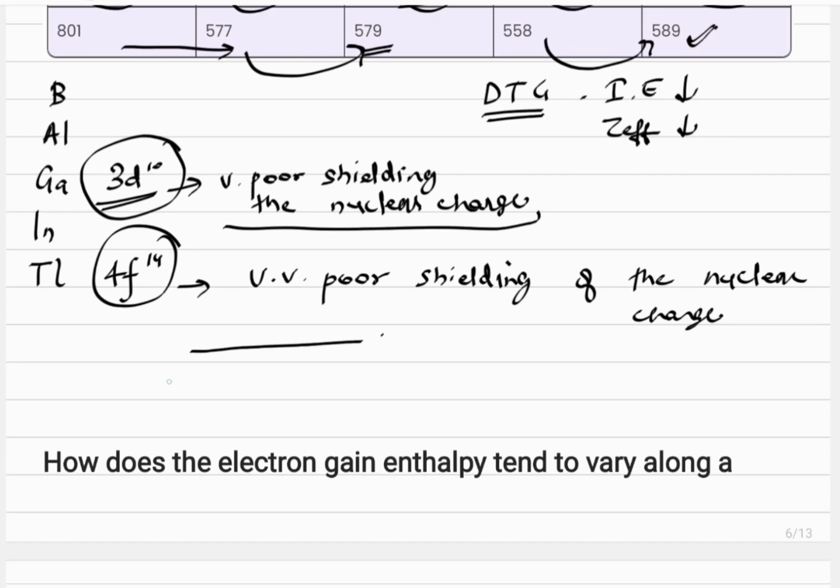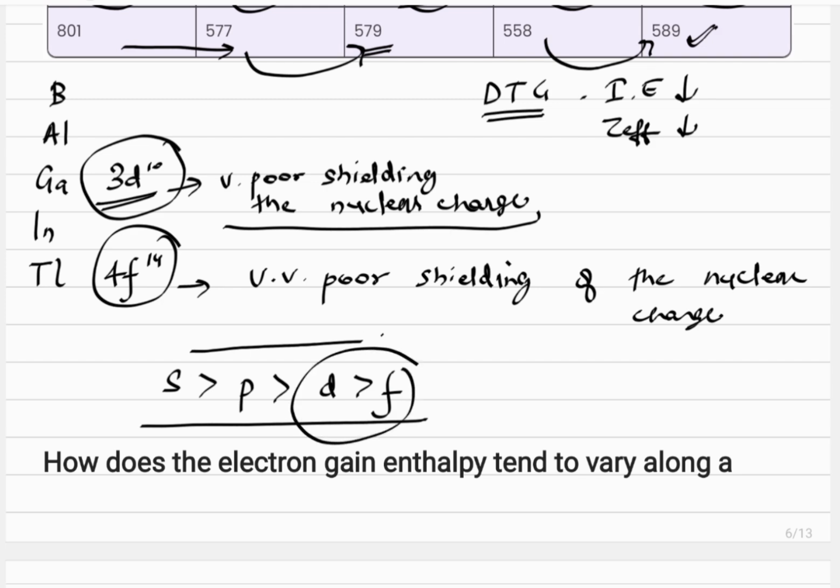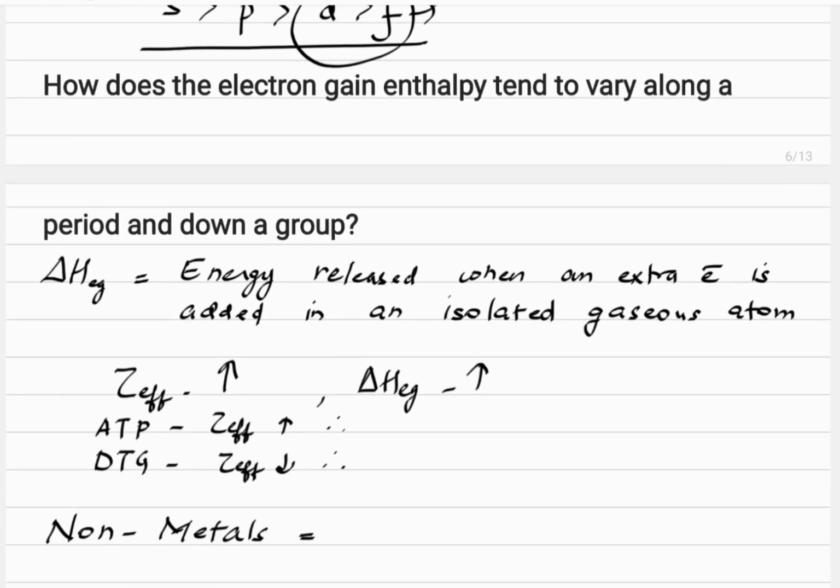So in general, let's write that down. When it comes to shielding, s orbital is the best, followed by p, followed by d, and then the last is f. And d and f are usually considered rather poor in shielding. So whenever there is inclusion of electrons in d and f orbitals, they are not going to provide as much shielding as was expected. Okay, moving on to the next question.